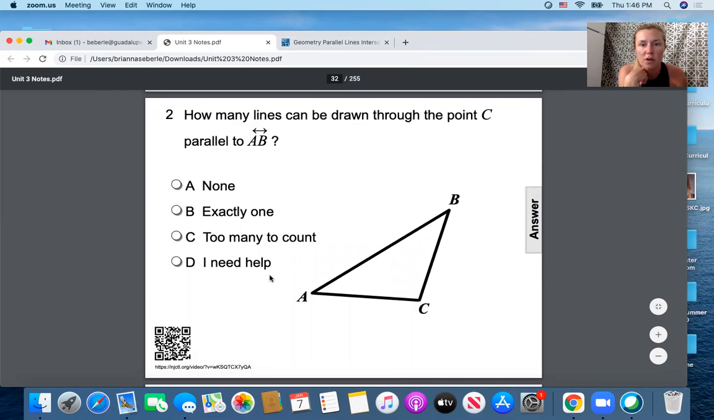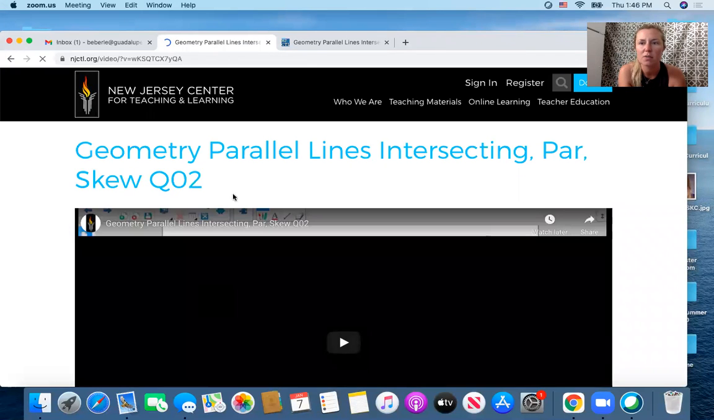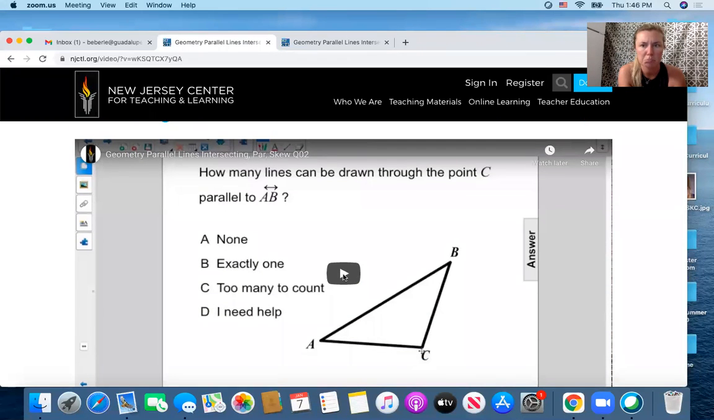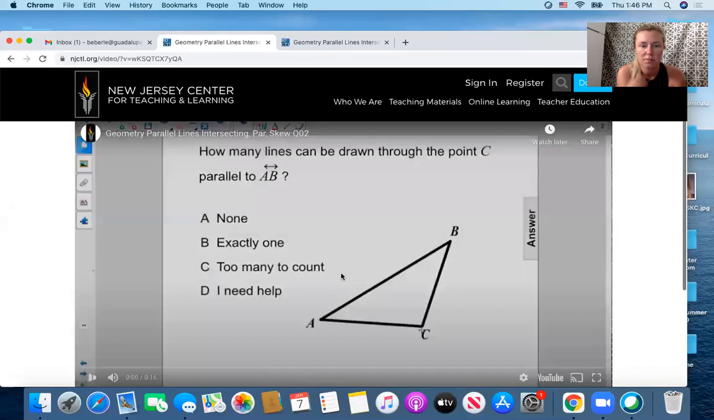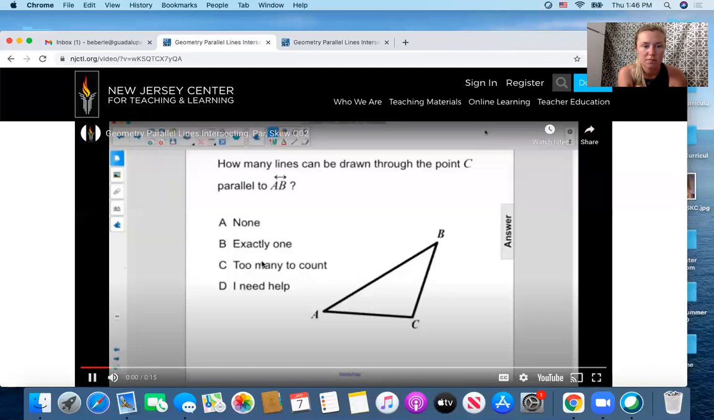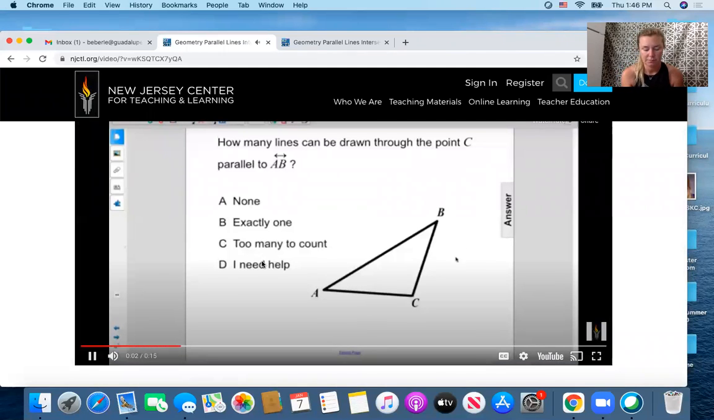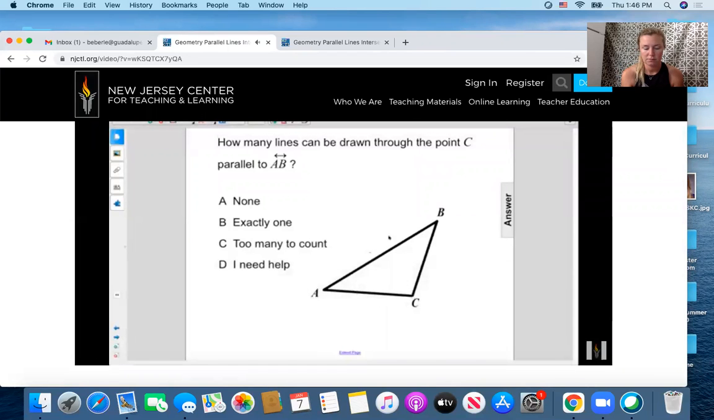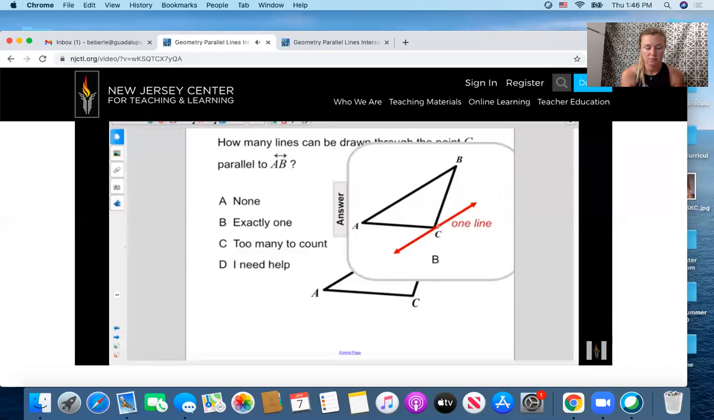How many lines can be drawn through point C to make it parallel to A and B? How many lines can be drawn through the point C that are parallel to AB? The answer is exactly one line, and it looks like this. So, questions about that?